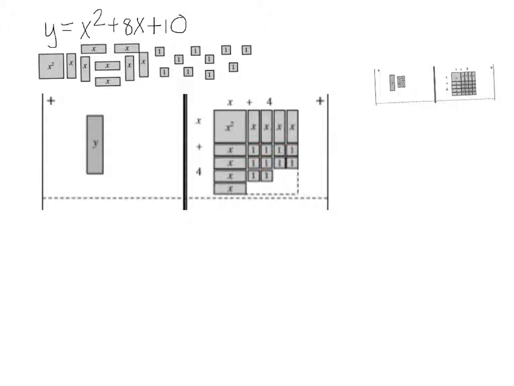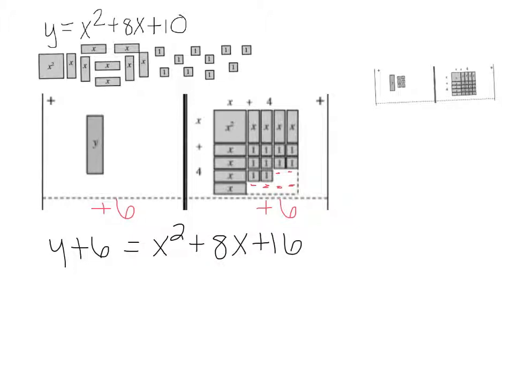As you can see though, I'm missing 6 tiles to make a perfect square. They go in these 6 spots. If I need to add 6 to this side, then I'm going to also have to add 6 to this side. Y plus 6 is equal to x squared plus 8x plus 16.